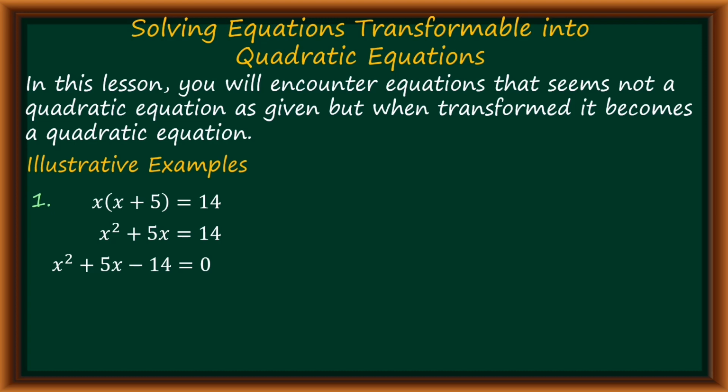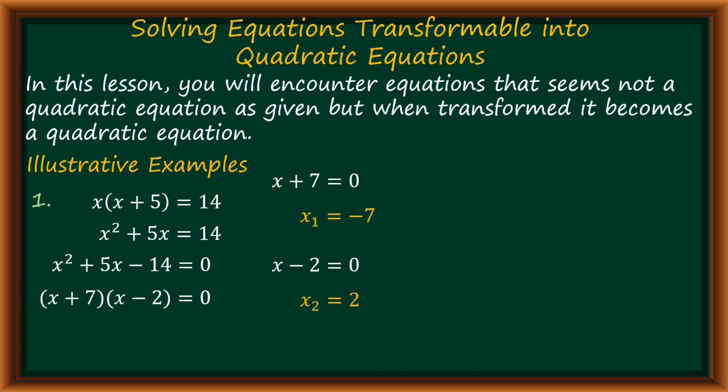The left side of our equation can be written as the product of the factors: the quantity x plus 7 times the quantity x minus 2 is equal to 0. Then let us solve for the values of x. We have x plus 7 is equal to 0, and it will give us the first value, which is negative 7. Then for the second value, we have x minus 2 is equal to 0, so x sub 2 is equal to 2. Now, let us check if these solutions will satisfy our equation.